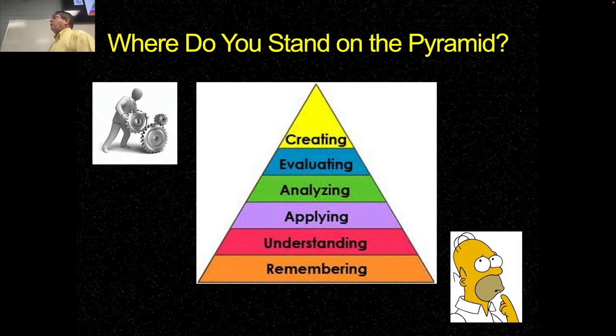Okay? Many of you have probably seen this pyramid before. This is called Bloom's taxonomy. It's the different layers of learning. Where do you want to be by the time you graduate from the University of Southern Mississippi with your degree? Where do you want to be on the pyramid? Okay, Southern Miss to the top, right?